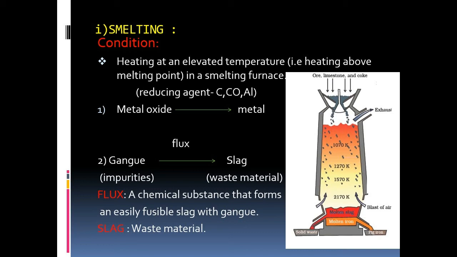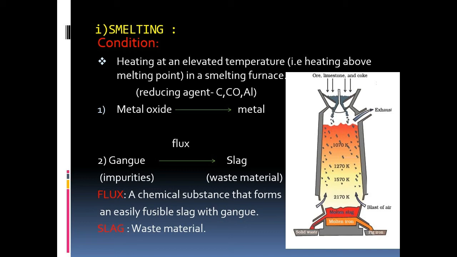And how do we do this process? See, first, metal oxide converts to metal with the help of a reducing agent like carbon monoxide or aluminum. Then, as we have always seen, along with the ore or metal oxide there will always be impurities, gangue particles. To remove the gangue we have to add flux, and in the reaction the flux creates the slag. Flux is a chemical substance that forms an easily fusible slag with the gangue, and slag means a waste material.